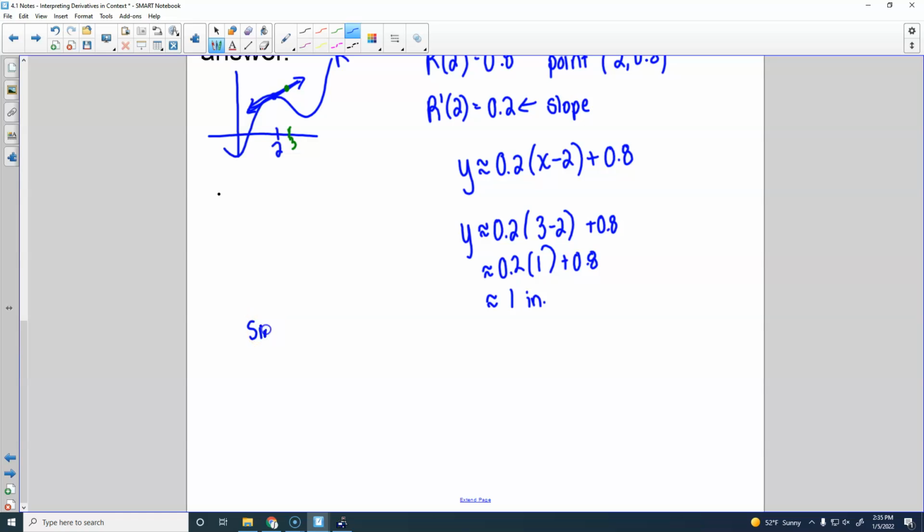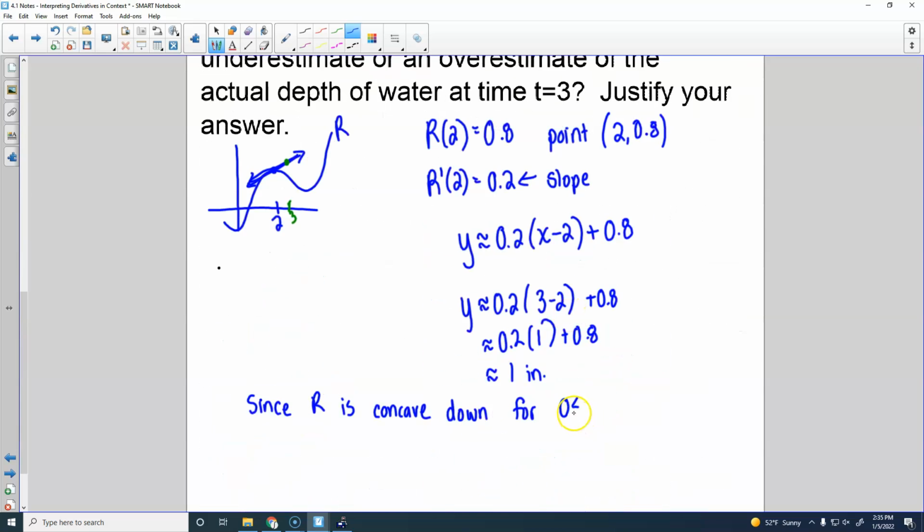So we would say since R is concave down for 0 less than or equal to x less than or equal to 5, the estimate is an overestimate. When they say justify your answer, you've got to mention concavity there. You would have to write it out still.